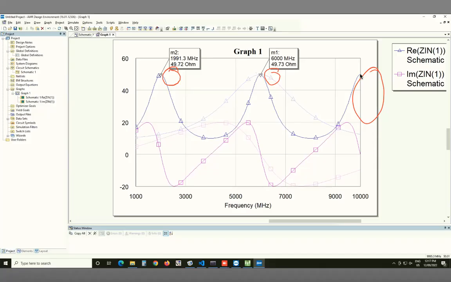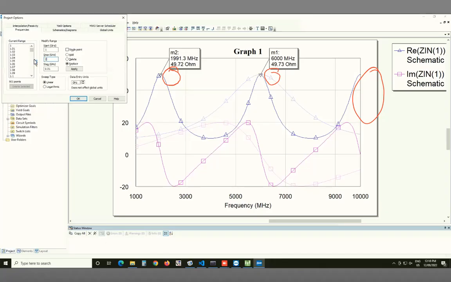So, sir, one question. Yeah. So for the earlier case, when you fix the lambda by 4 for 6 gigahertz, so you should get 3 lambda by 4 for 18 gigahertz. Absolutely. You can check that.